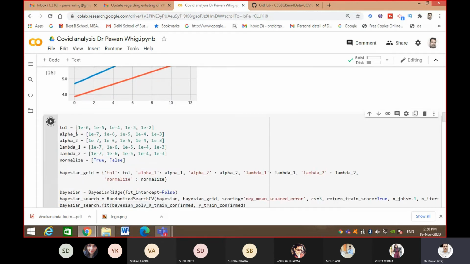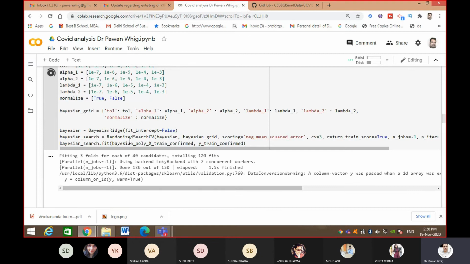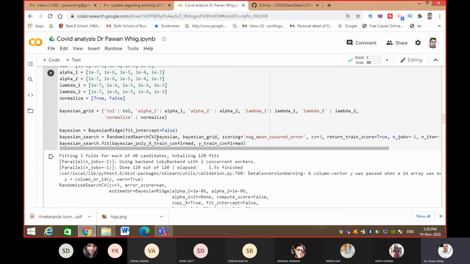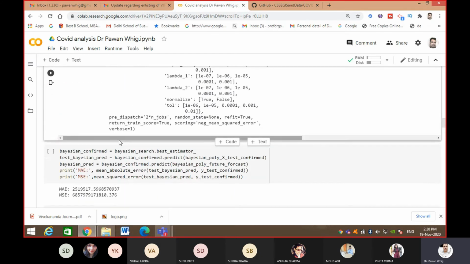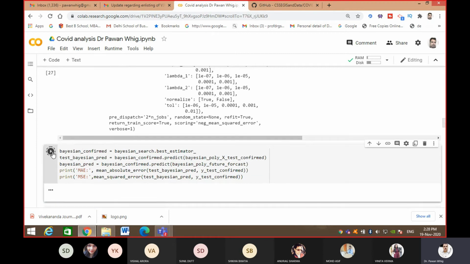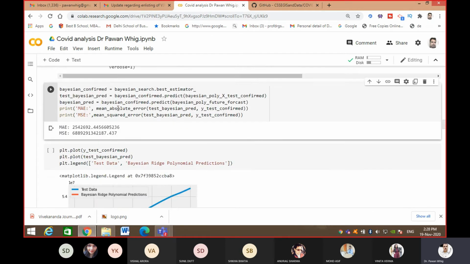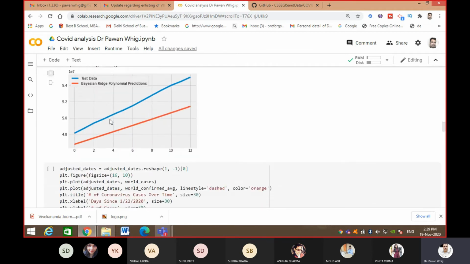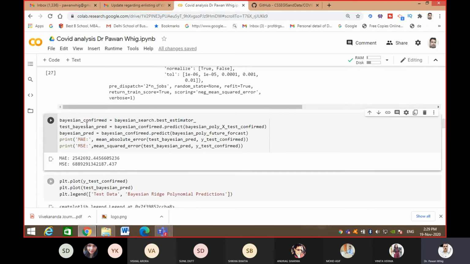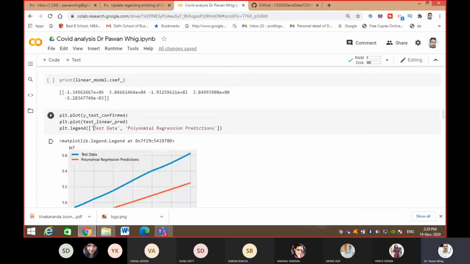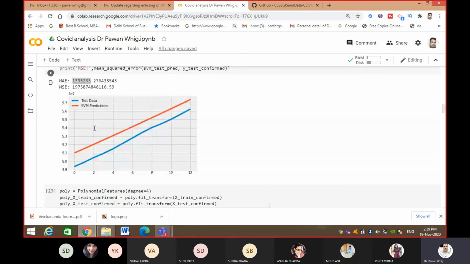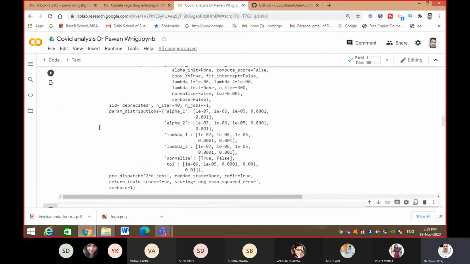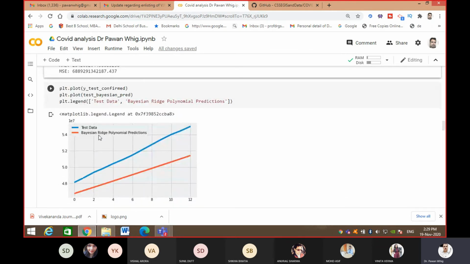Now let us do it with the Bayesian. When we fitted this data set with the Bayesian algorithm, this is how you get the mean absolute error and the mean squared error for the Bayesian algorithm. So we tried it with three basic algorithms: one is linear regression, another one is SVM, and the third one is the Bayesian ridge.